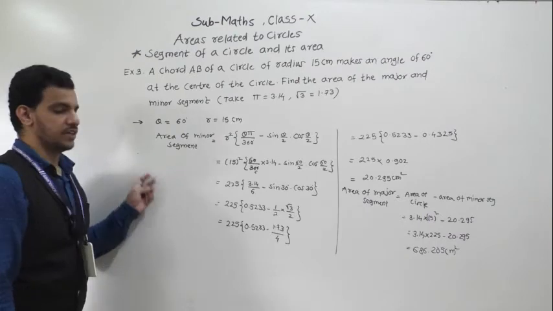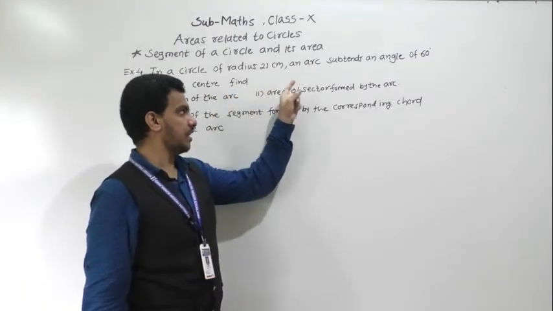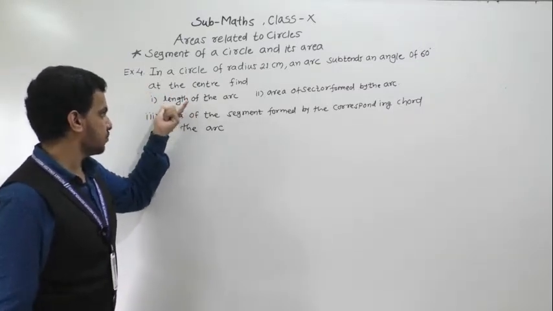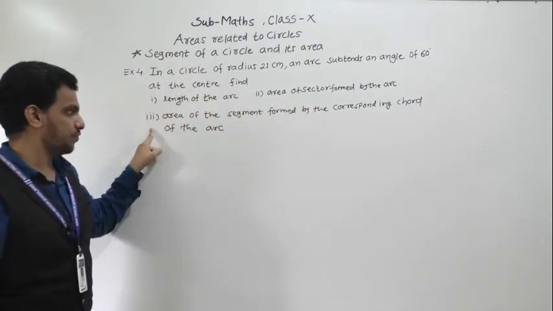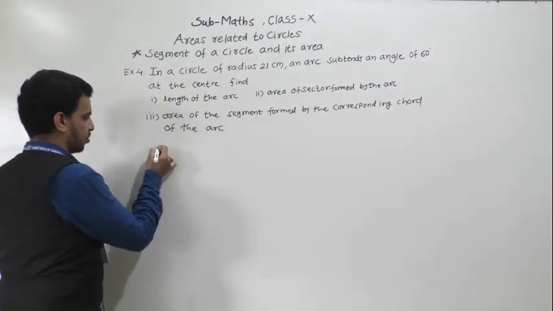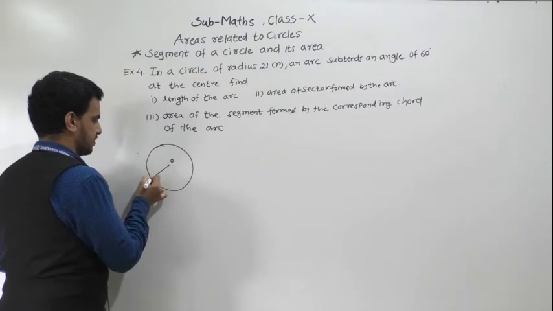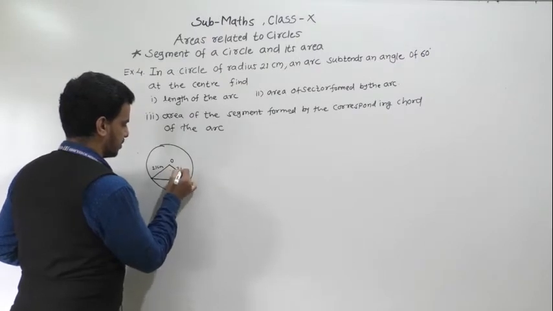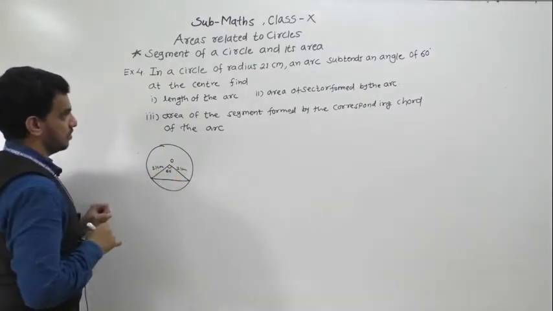Okay, now we will take the fourth example. Fourth example is, in a circle of radius 21 centimeter, an arc subtends an angle of 60 degree at the center. Find first, the length of the arc, second, the area of the sector formed by the arc, and third, the area of the segment formed by the corresponding chord of the arc. Okay, so if we draw this diagram, this is a circle having center O, radius given 21 centimeter. Suppose this is a chord, this is 21 centimeter, this angle is given 60 degree. Okay, so this is 60 degree.